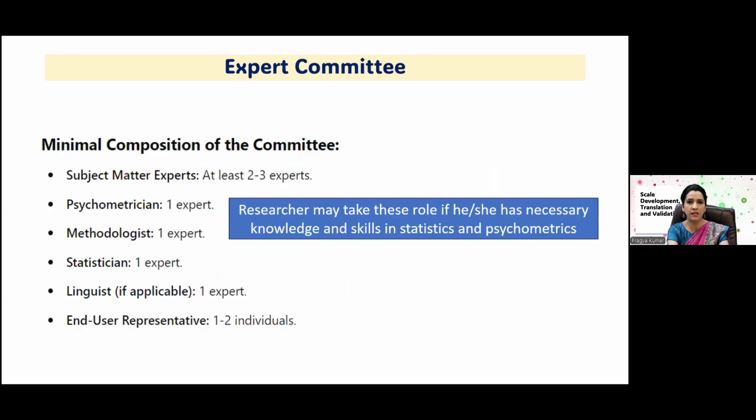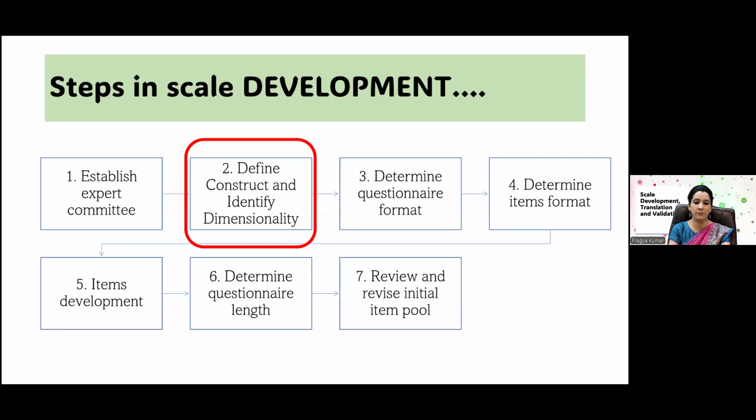So this is the expert committee: a subject matter expert, at least 2 to 3 experts, a psychometrician, a methodologist, one statistician, and a linguist, that is a language expert, because you also need to change the language of the scale. And there should be 1 to 2 individuals who are the end users, meaning patients or patient representatives. So you have to take this many people as an expert committee.